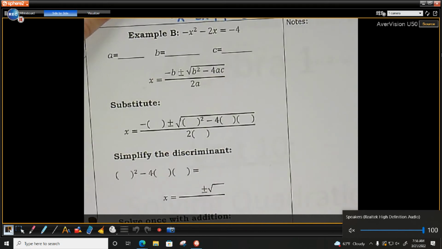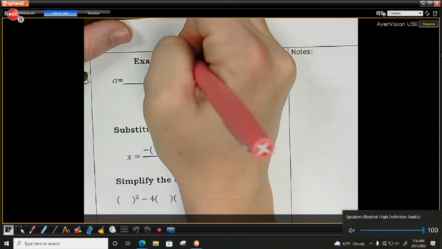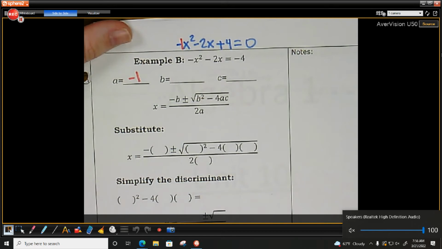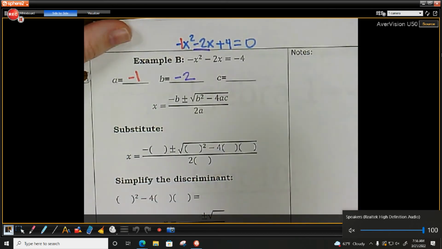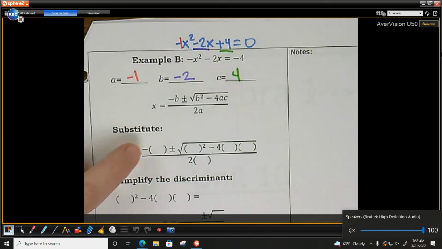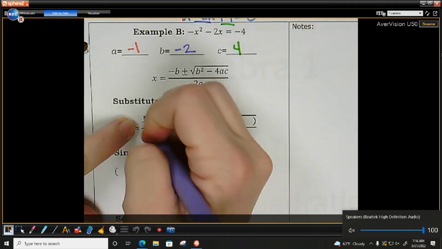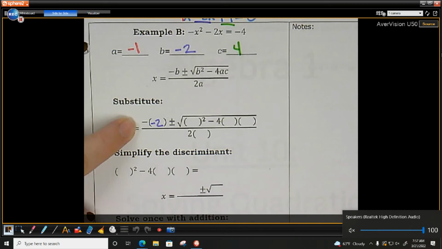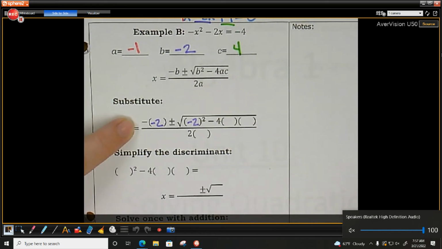What's A? -1. What's B? -2. And what's C? +4. So we're going to substitute stuff in. -B. What's B? Plus or minus the square root of B squared minus 4AC, all over 2A.